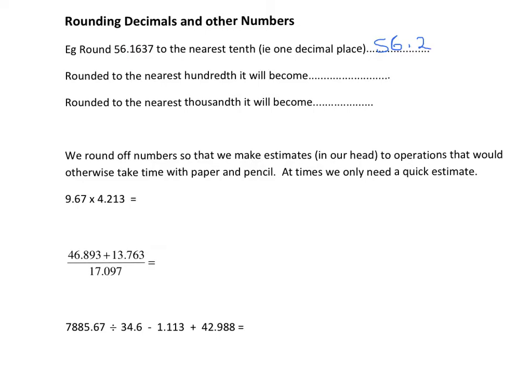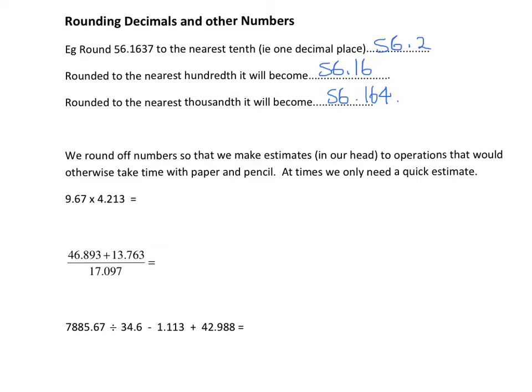Rounding off to the nearest hundredth, we now only want 2 decimal places after the decimal point. The 3 in the thousandths position will mean that the decimal will stay as 56.16. And rounding off to the nearest thousandth, then we need to look at the ten-thousandths position. You can see that's going to round up the thousandths into a 4, so it will become 56.164.